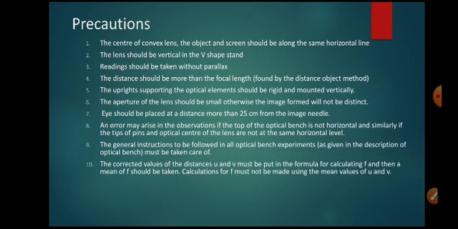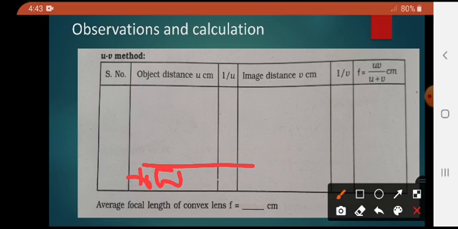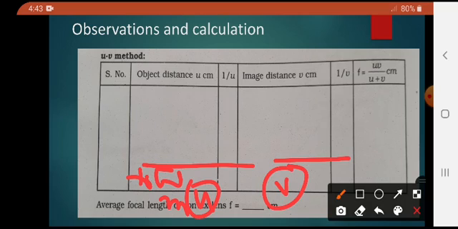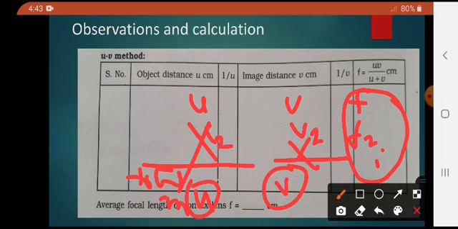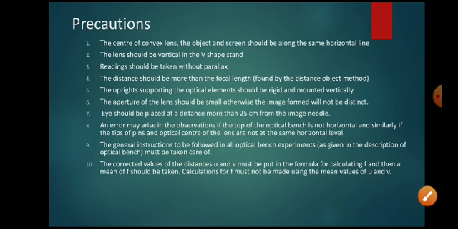Some of the students are making mistakes while calculating the f value. You have to take the mean of the f values, not the mean of u and the mean of v. Some students take the mean of u and the mean of v, so this is wrong. You have to take the u value and v value and find f. The second time, u2, v2 and f2, and so on. You have to take the mean of f only, f1, f2, f3, not the mean of u or the mean of v. So take care about this, otherwise you will get a wrong answer.